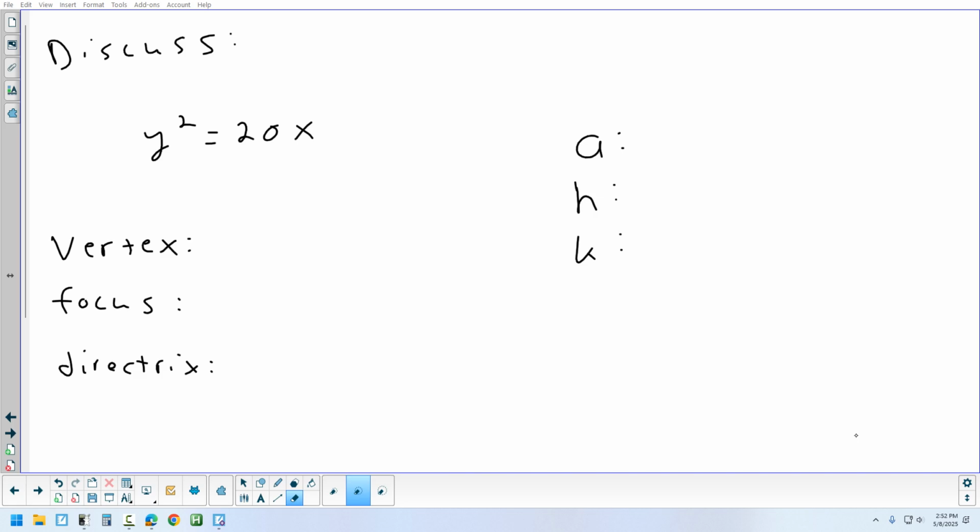The first thing we want to do is rewrite this equation so that it's y squared equals 4ax. Whatever number goes inside the parentheses, that is going to be your a value. So for this one, what could we put inside the parentheses for a? 5, yep. Okay, so that tells us a couple things. Our a value is 5.